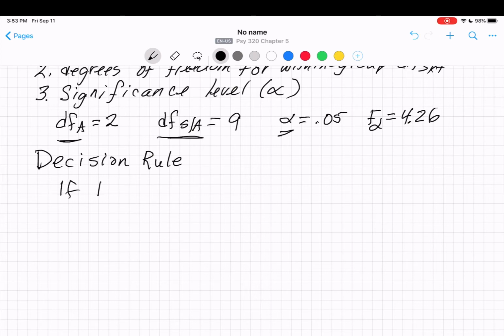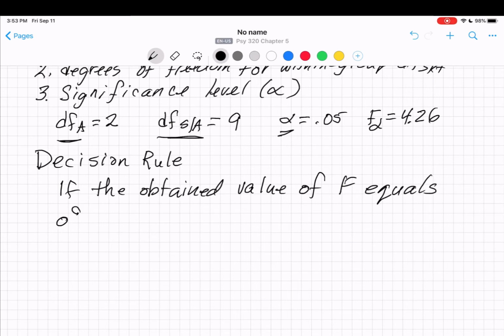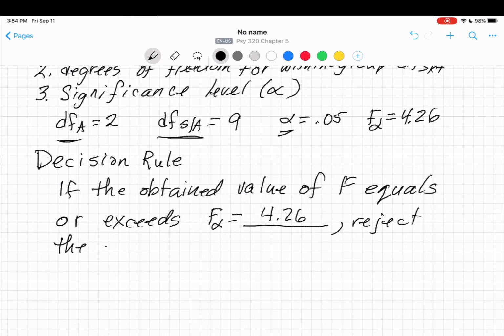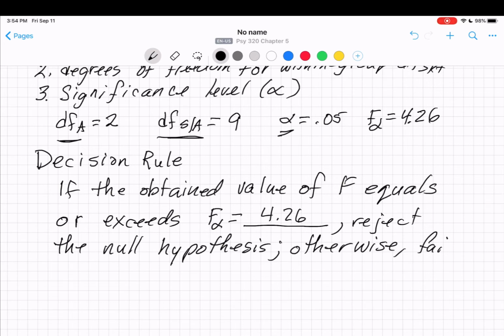And so we're going to write, if the obtained value of F equals or exceeds our critical value F alpha of 4.26, we're going to reject the null hypothesis, otherwise fail to reject the null hypothesis.